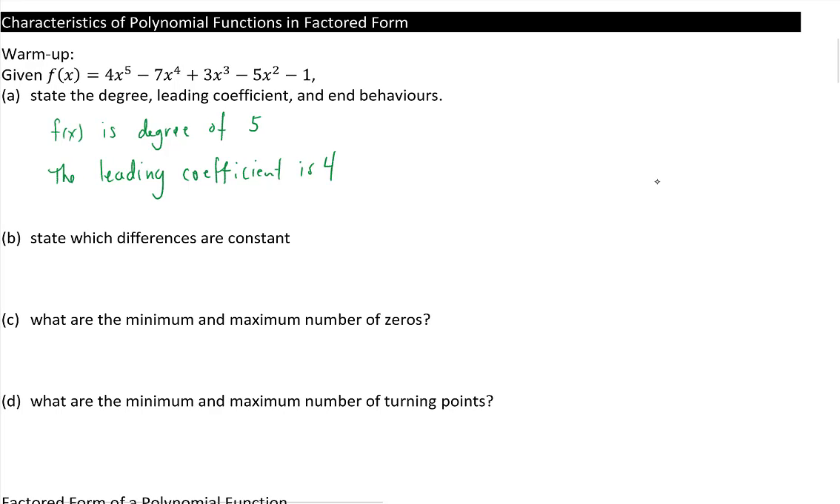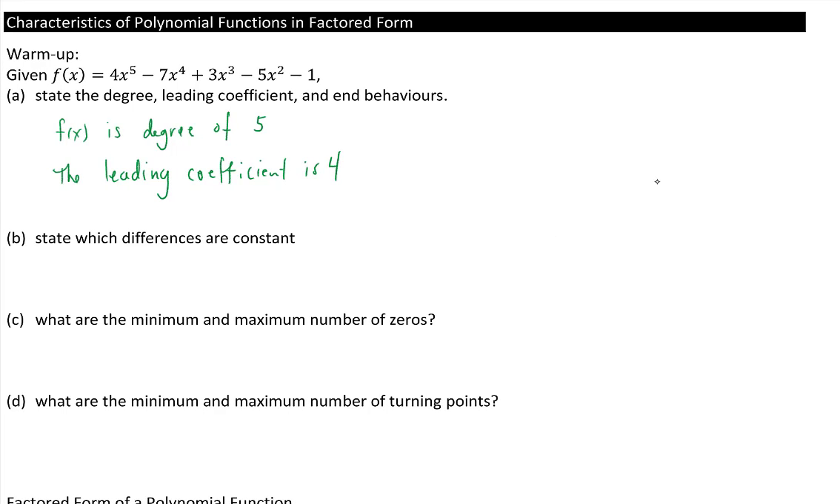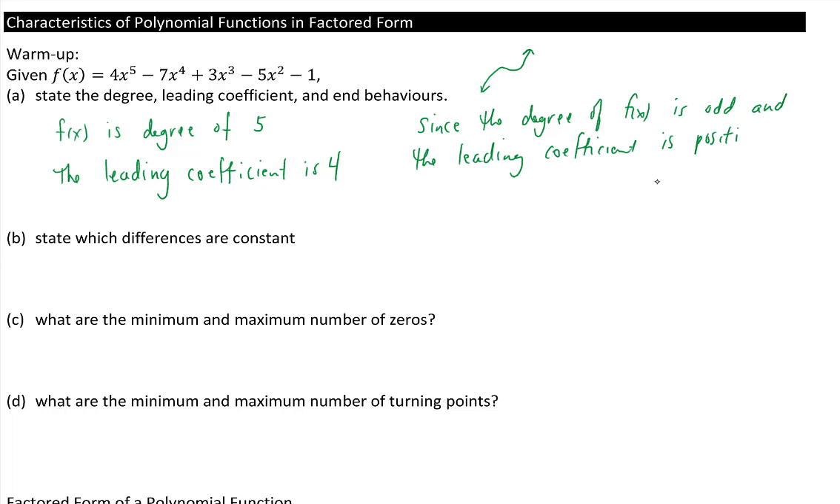And finally, the end behaviors. Since this function is odd, that means it has opposite end behaviors, and since the leading coefficient is positive, it goes from negative infinity to infinity. So since the degree of f of x is odd and the leading coefficient is positive, as x goes to negative infinity, y goes to negative infinity, and as x goes to infinity, y goes to infinity.